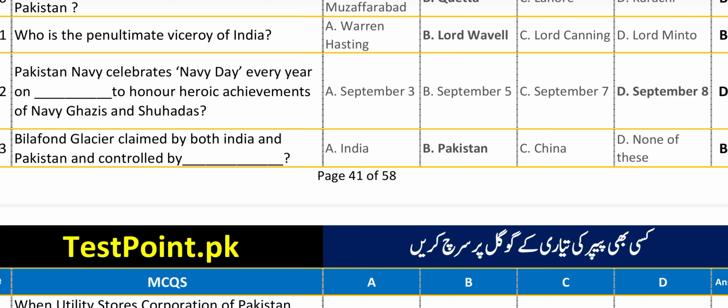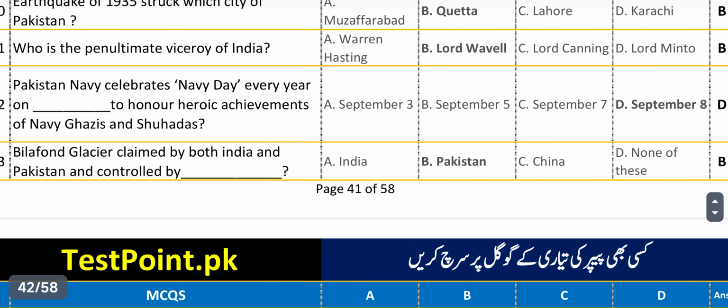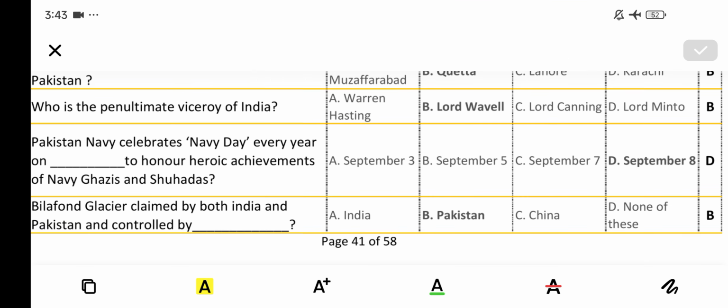Siachen Glacier, claimed by both India and Pakistan, is controlled by dash. Answer is Pakistan.